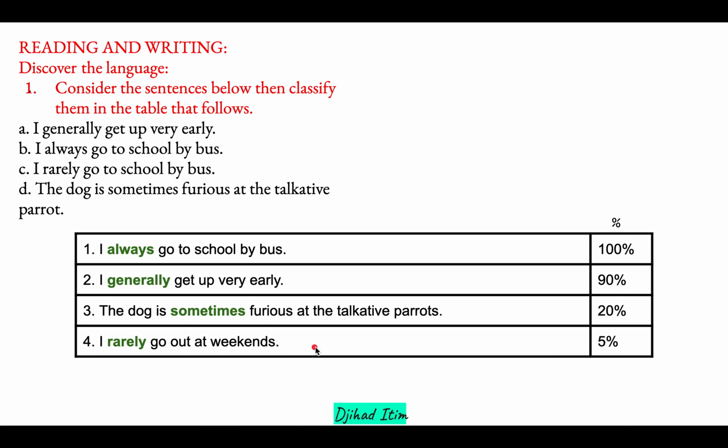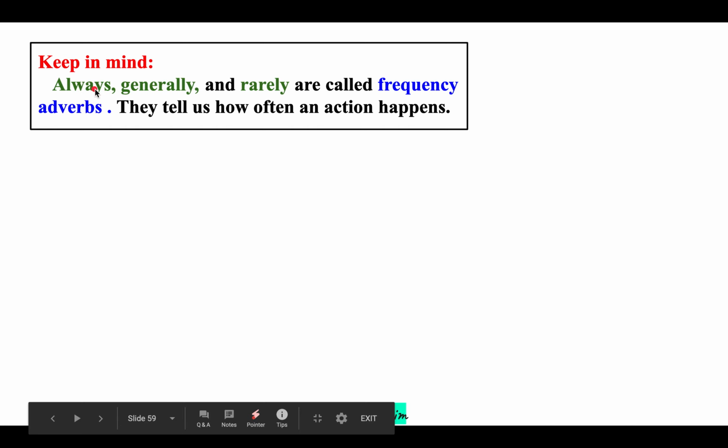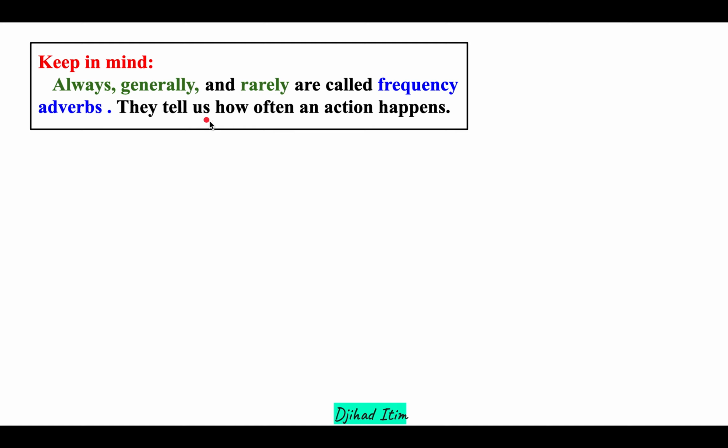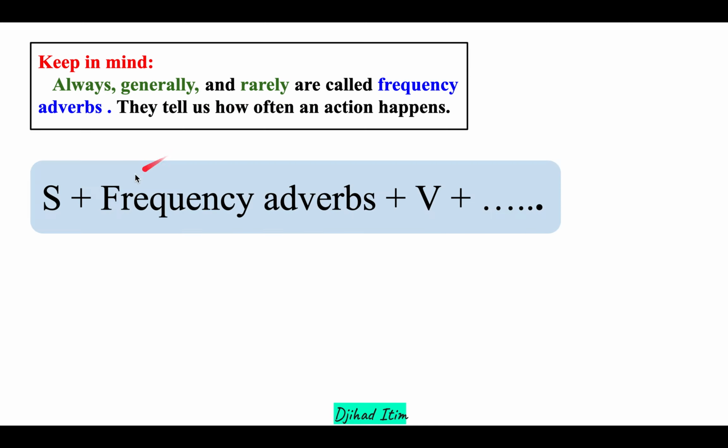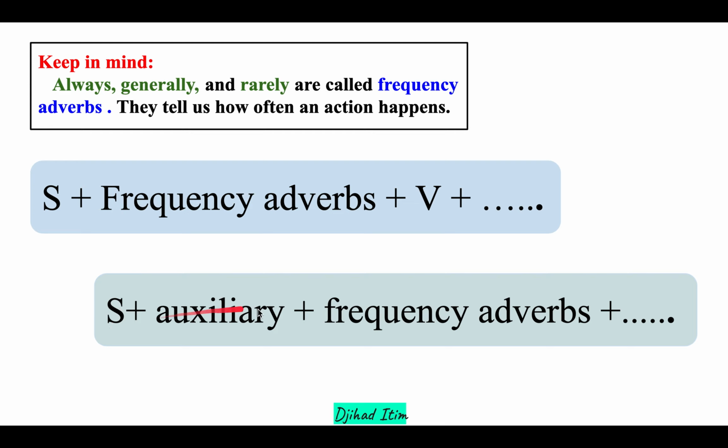Rarely, okay? Keep in mind, always, generally, and rarely are called frequency adverbs. They tell us how often an action happens, okay? They are called frequency adverbs. So we have the rule here. The first one, subject plus the frequency adverbs plus verb plus the rest of the sentence and the period, okay? Second one, subject plus auxiliary plus frequency adverb plus the rest of the sentence.